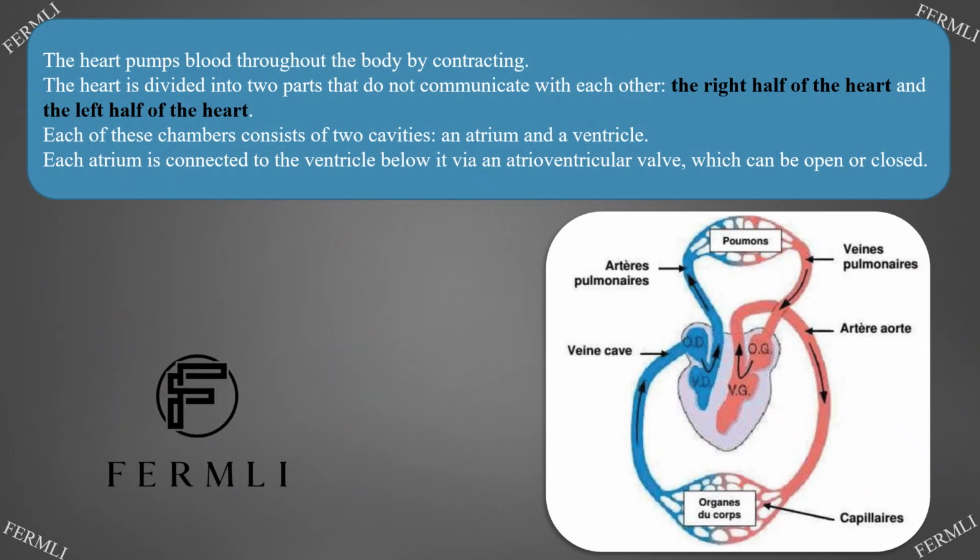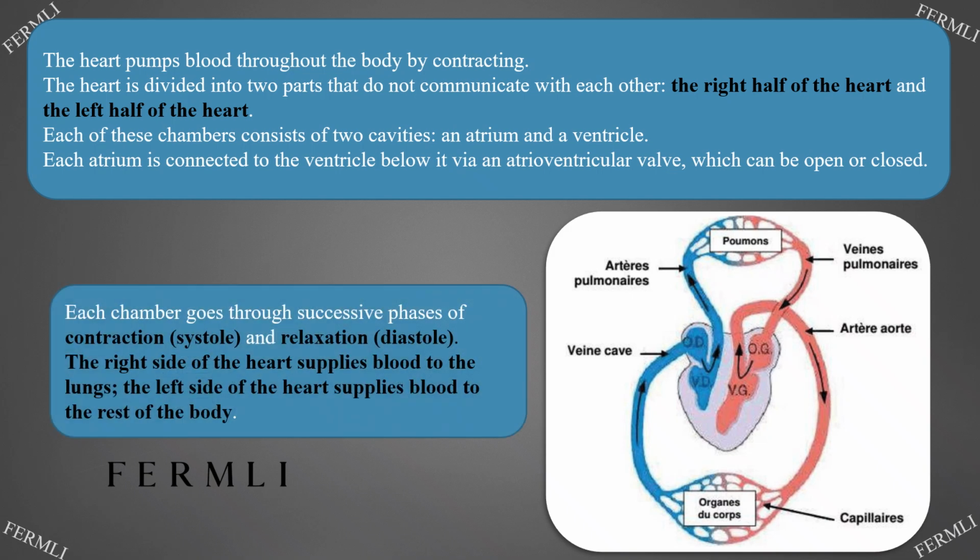The heart pumps blood throughout the body by contracting. The heart is divided into two parts that do not communicate with each other, the right half of the heart and the left half of the heart. Each of these halves consists of two cavities, an atrium and a ventricle. Each atrium is connected to the ventricle below it via an atrioventricular valve, which can be open or closed. Each chamber goes through successive phases of contraction, systole, and relaxation, diastole. The right side of the heart supplies blood to the lungs. The left side of the heart supplies blood to the rest of the body.